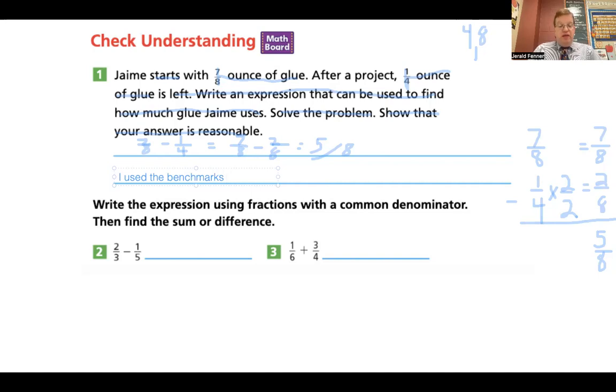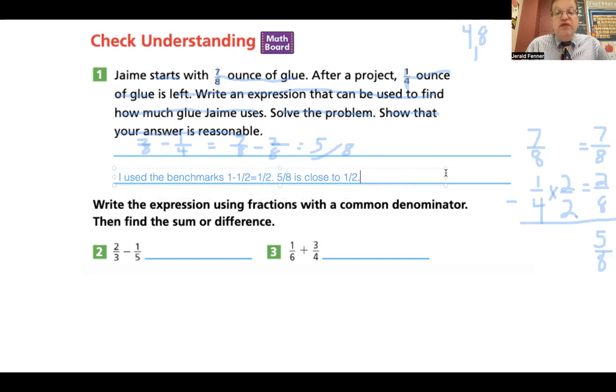Let's see, 7/8 is going to be close to 1. And 1/4, that's a kind of a touchy one because that's like right in the middle between 0 and 1/2. So I'm going to say that we're going to do minus 1/2. And that will equal 1/2. And 5/8 is close to 1/2. Stretch this out so it's all up there.